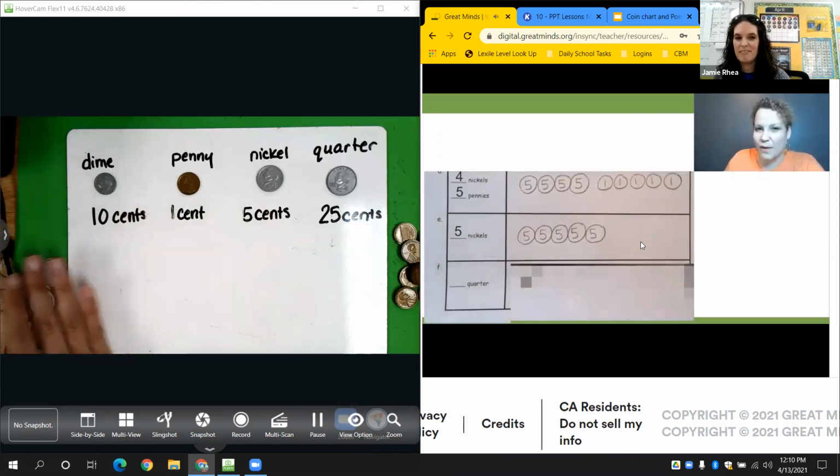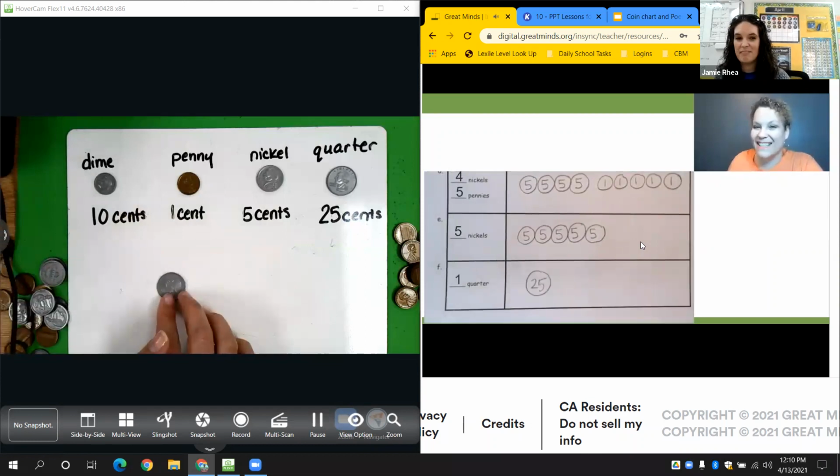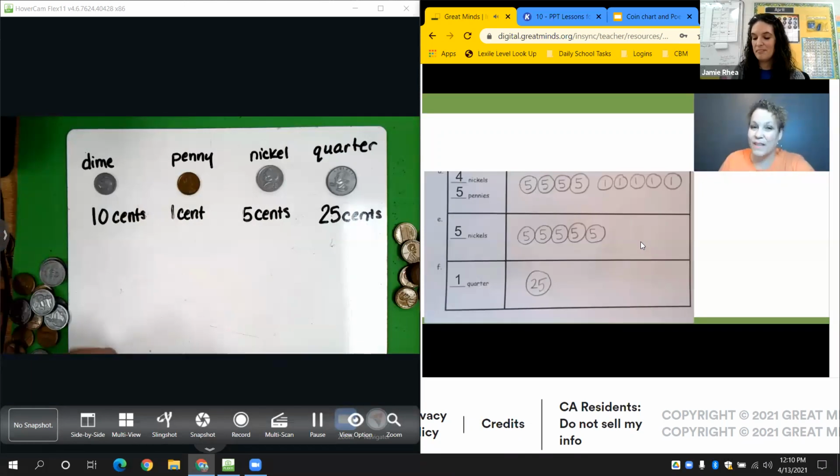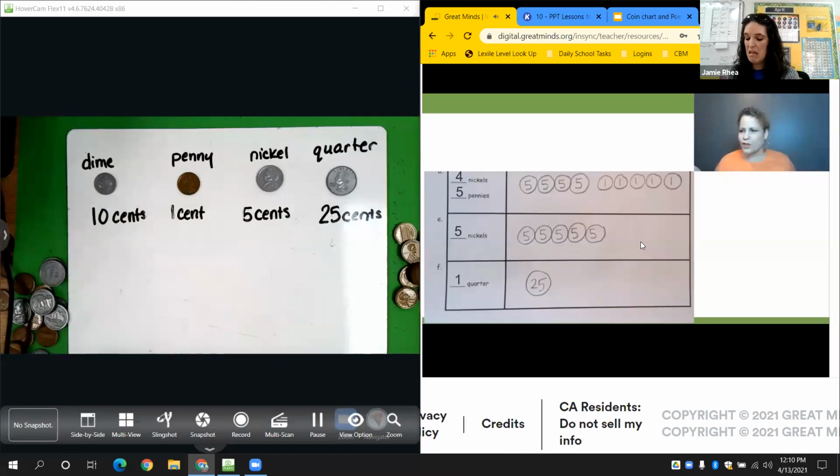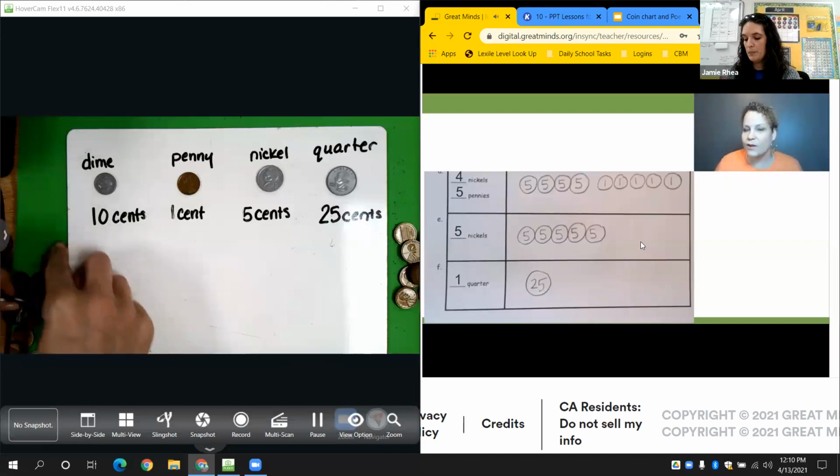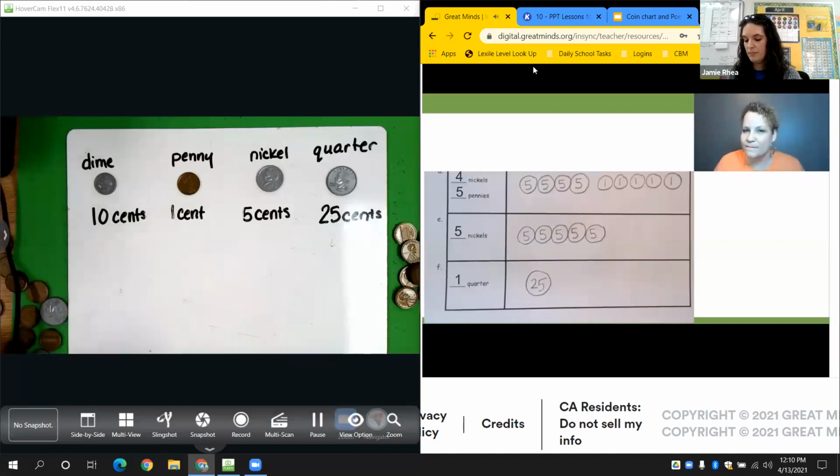How about the last one? Quarters. It takes 1 quarter to make 25 cents. Are there any other ways that we could make a drawing using quarters that equal 25 cents? Nope. Quarters, this is the only way.